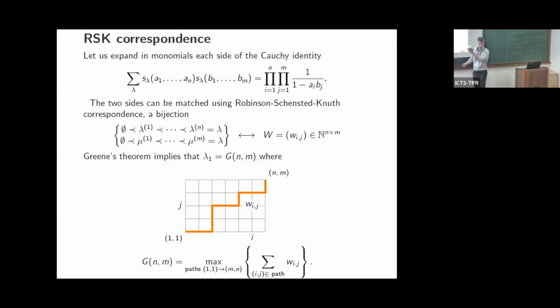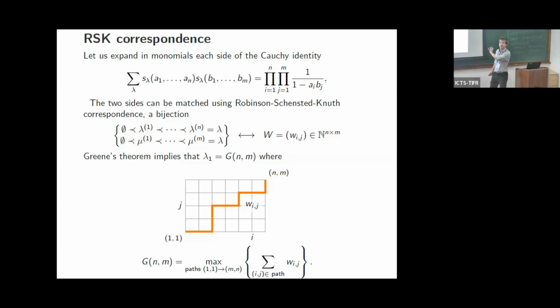Actually, there are several ways to match the monomials. It's not unique, but this has been studied in much detail, and there are indeed some bijections between sequences of interlaced partitions ending at the same partition lambda and matrices of size n by m filled with non-negative integers. One of those bijections is called the Robinson-Schensted-Knuth correspondence.